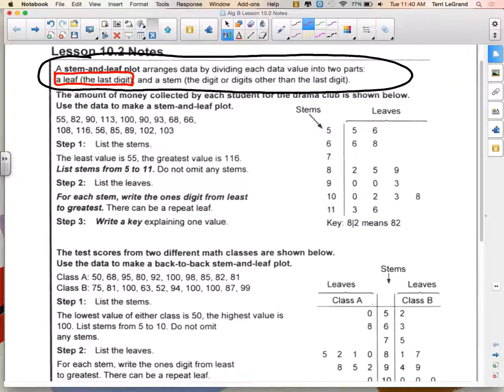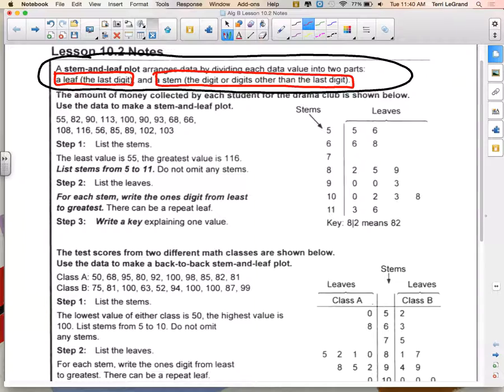Trey? How come it says 5 and then the leaves are 5 and 6? Okay, so we'll talk about that in just a little bit here. So the leaf is the last digit of our data piece. The stem, okay, this is another important part. A stem is the digit or digits other than the last digit.